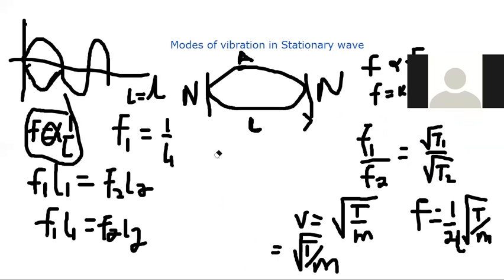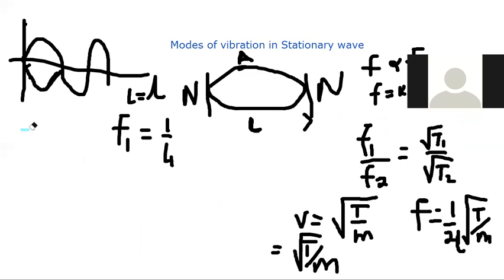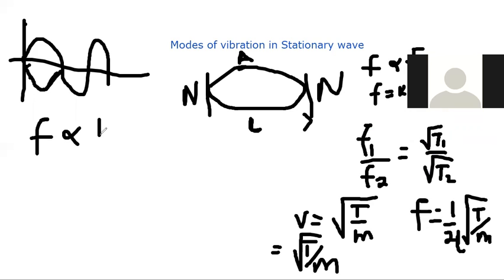Now, looking at the same formula, we can also say that frequency is inversely proportional to the square root of m, the mass in a string. Do you agree with that? Yeah. That frequency is inversely proportional to its mass, or the square root of its mass.